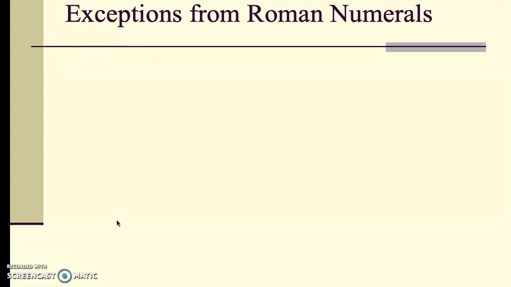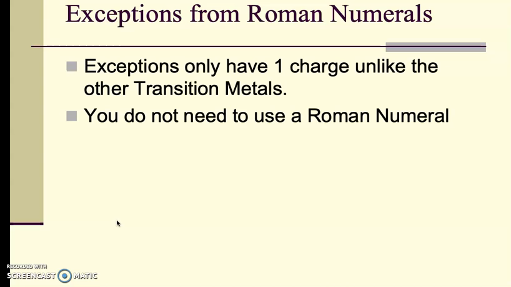Now, remember, there are some exceptions that you need to know when you're doing this. For example, silver, cadmium, zinc, and scandium. If you get those 4 elements, silver, cadmium, zinc, scandium, there's a couple other ones, but these are primarily the 4 most important ones in a compound, you don't need a Roman numeral, even though they're transition metals.